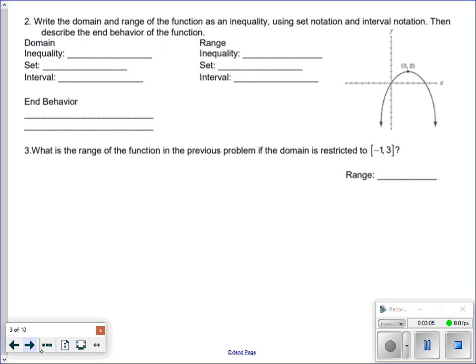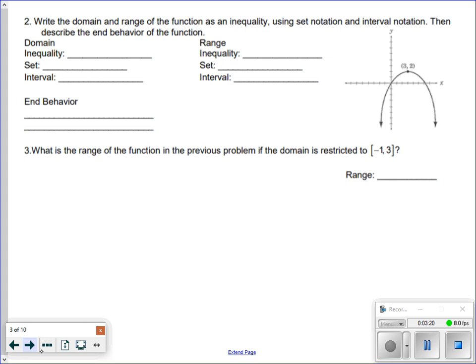The next one I want to do is number 2. This one right here, number 2 and number 3 actually. So we're going to do this slide over here. We're going to write the domain and range of the function as an inequality. We're going to use set notation and interval notation to describe the end behavior of the function.